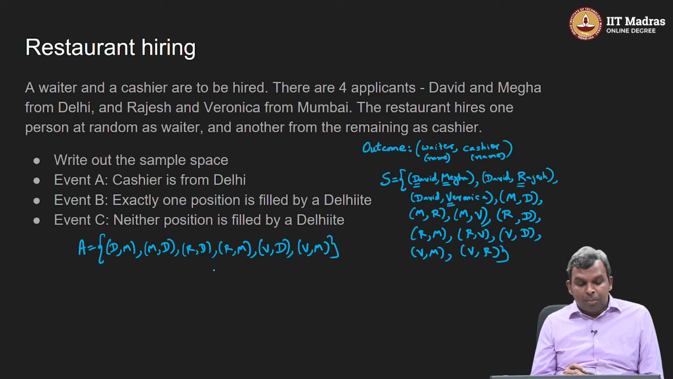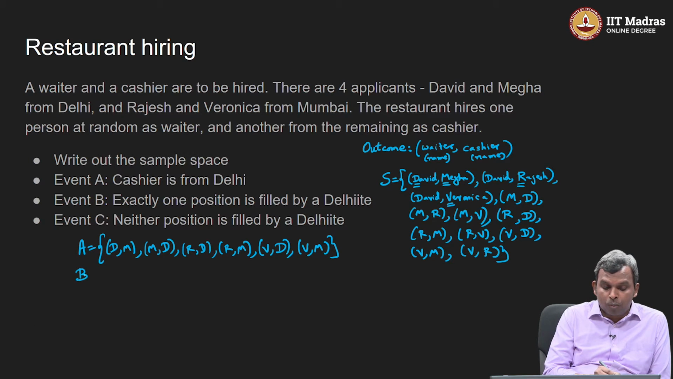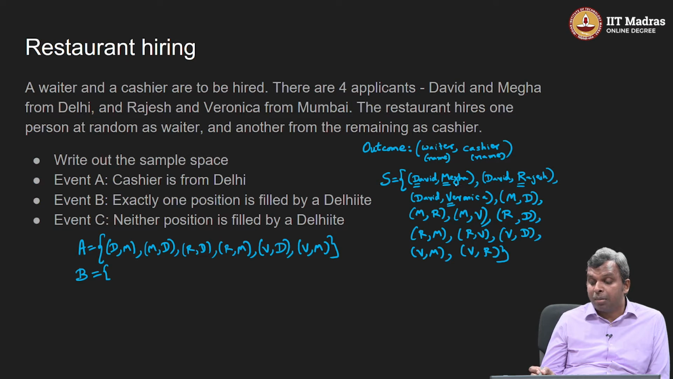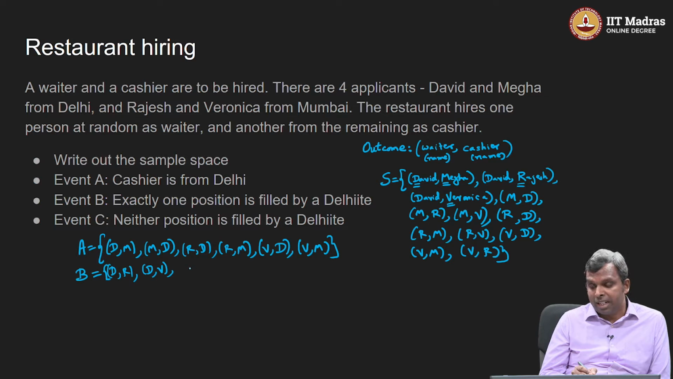Then next event B is exactly one position is filled by a Delhiite. Okay. So, these are all sort of problems where you have to write out a set given the description of it in English, right. So, exactly one position is filled by a Delhiite, right. So, you should have exactly one. So, it cannot be David comma Megha, it can be David comma Rajesh, it can be David comma Veronica, it cannot be M comma D, right. So, then both of them are filled by Delhiites.